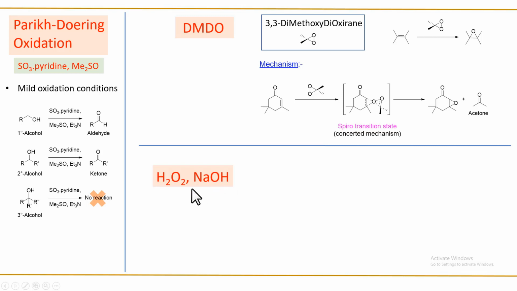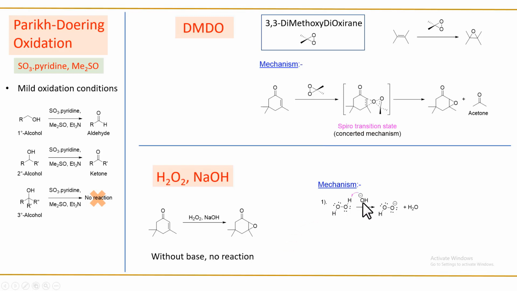H2O2 NaOH is an oxidant in base. It also forms the corresponding epoxy compound, but without base there is no reaction. Coming to the mechanism, initially the base will abstract the proton from H2O2 and lead to the corresponding peroxyanion. Later the peroxyanion will nucleophilically attack the beta position of the alpha beta unsaturated ketone and form the corresponding enolate intermediate, which on resonance stabilization gives the corresponding alpha beta epoxy ketone by leaving OH minus.